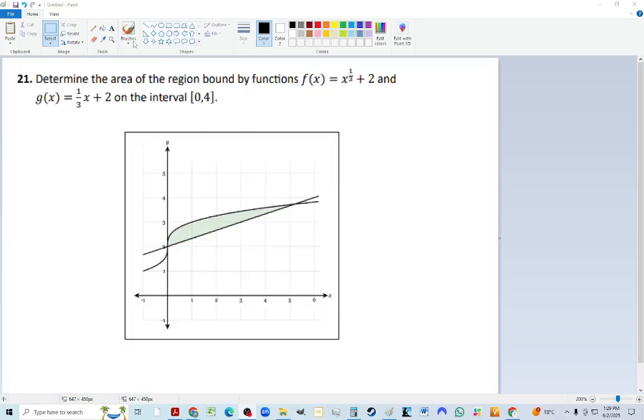So again, integrals find the areas underneath the graph when you take the antiderivative of them. But when you have two graphs like this, you have to find the integral of the top graph, and subtract the integral of the bottom graph, and you will get this shaded area.